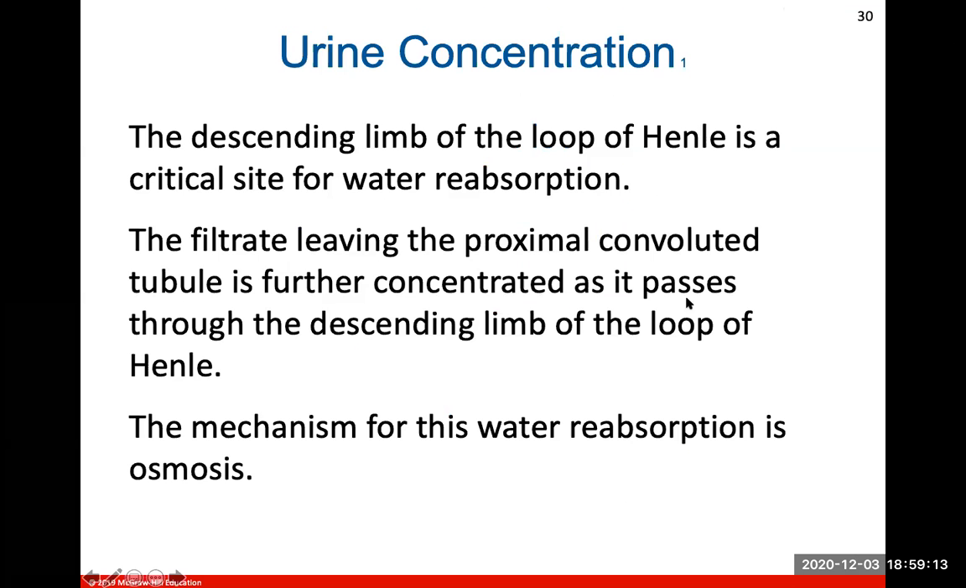Urine concentration: the descending loop is a critical site for water reabsorption, where urine is concentrated. So the filtrate leaving the proximal convoluted tubule at this point will be more concentrated as it passes through the descending loop of Henle, and the mechanism for this water reabsorption will be osmosis.